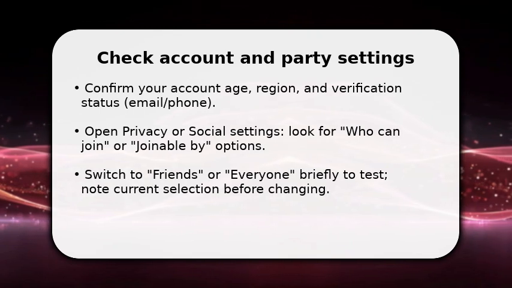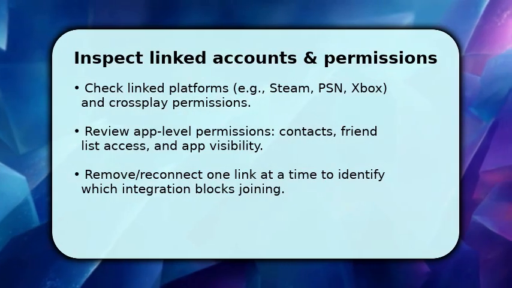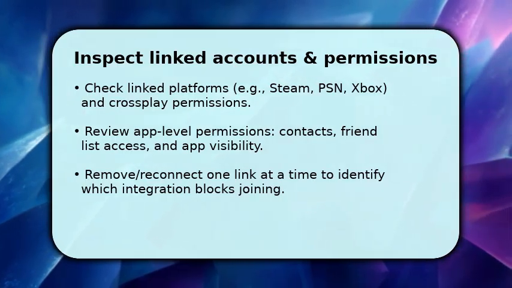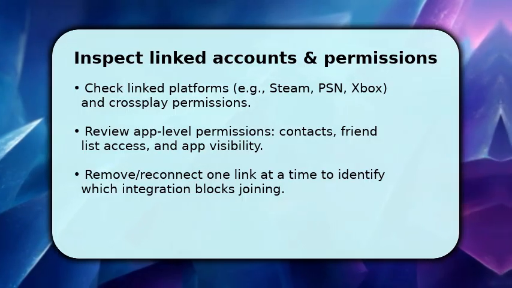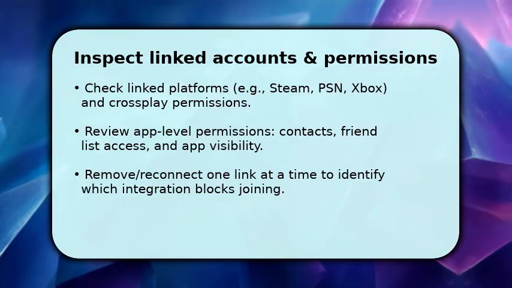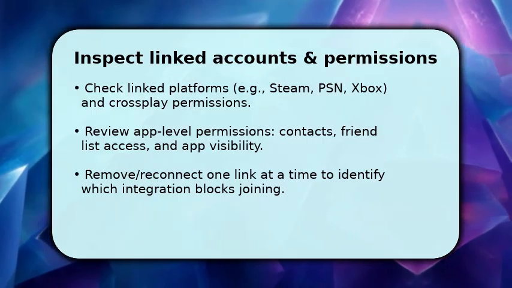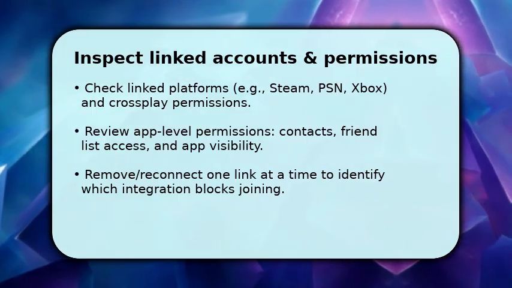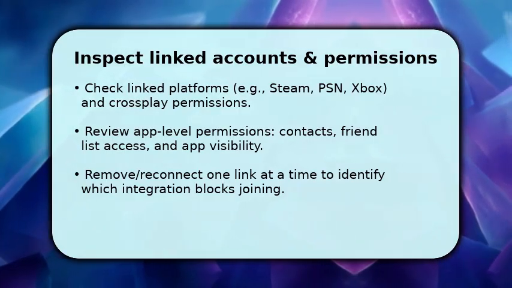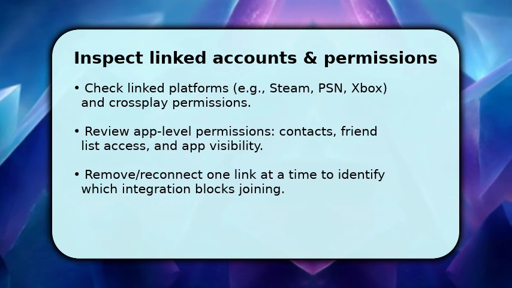Next, inspect linked accounts and app permissions because many join errors stem from cross-account conflicts. You should disconnect and reconnect one integration at a time, Steam, PSN, Xbox, or Platform Friends, while testing joins after each change. Also audit app permissions for contacts and friend list access. If the app can't read friends, it may deny joins. Once you find the culprit integration, either reauthorize it properly or set its privacy option to allow party invites and crossplay to restore normal joining behavior.